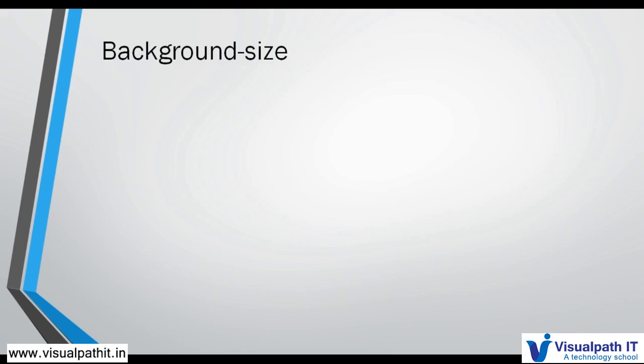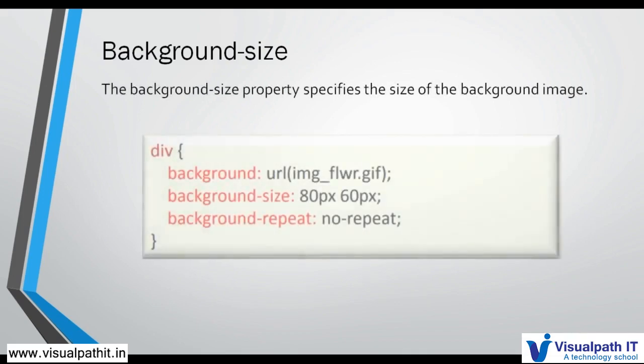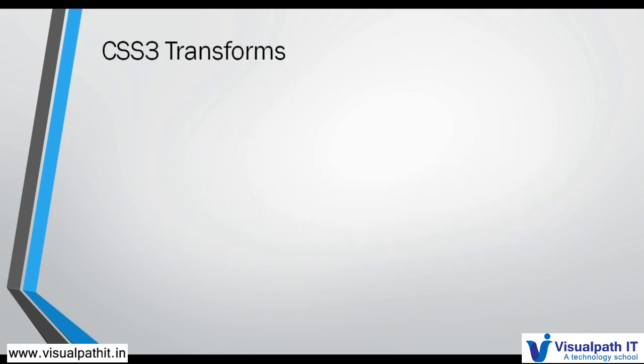Then the third is background size. The background size property specifies the size of the background image. How? Take the background syntax URL, then the image name, .zip or PNG or JPG. This is the background size. Give it the size for it, like height and width. Then the background repeat, which is no repeat. If you want to repeat it, say repeat.